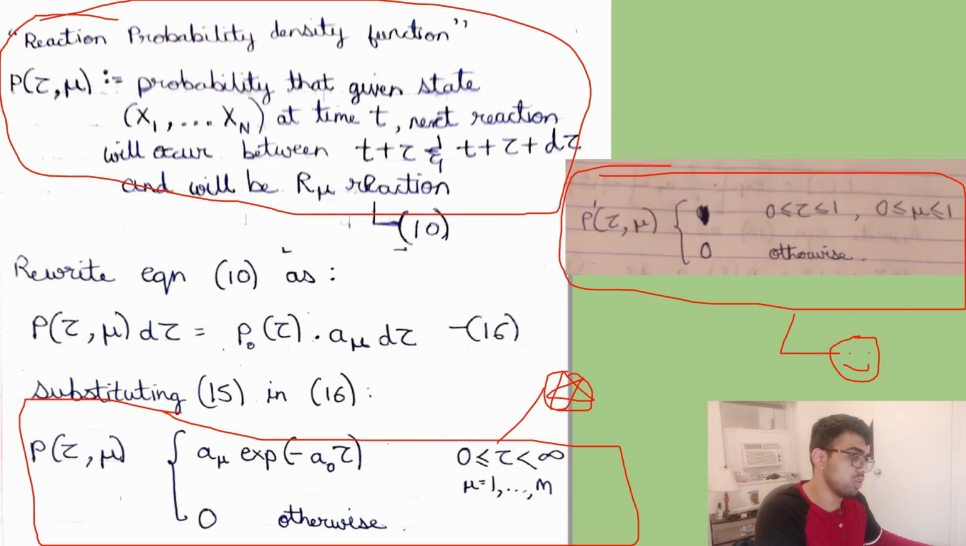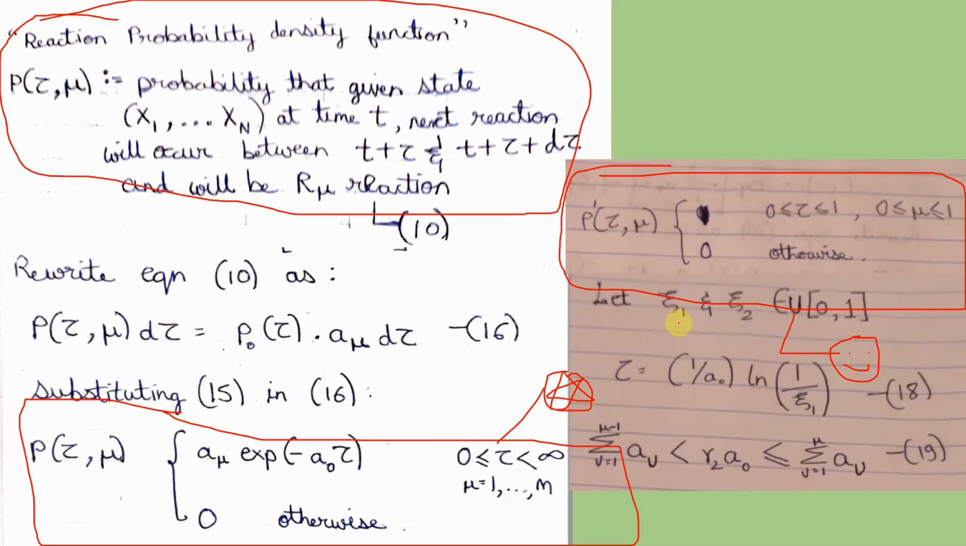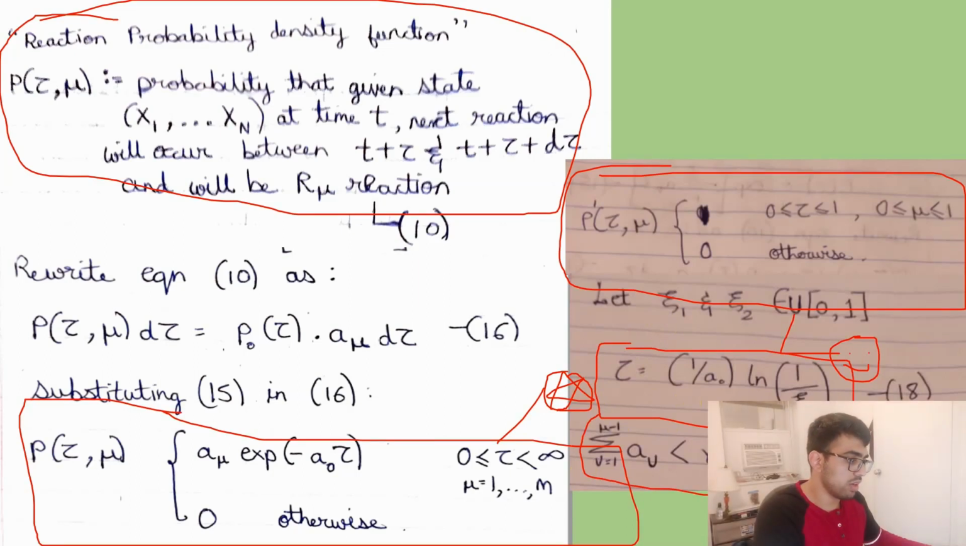So it turns out that the relation between smiley face and star is such that if we are able to sample epsilon 1 and epsilon 2 from a uniform distribution, tau is given by equation number 18, whereas we can predict which reaction has taken place, which is mu, using equation number 19. So if you have not understood so far, no problem, you can write down this equation. I think things will become clear when we look at an illustrative example.